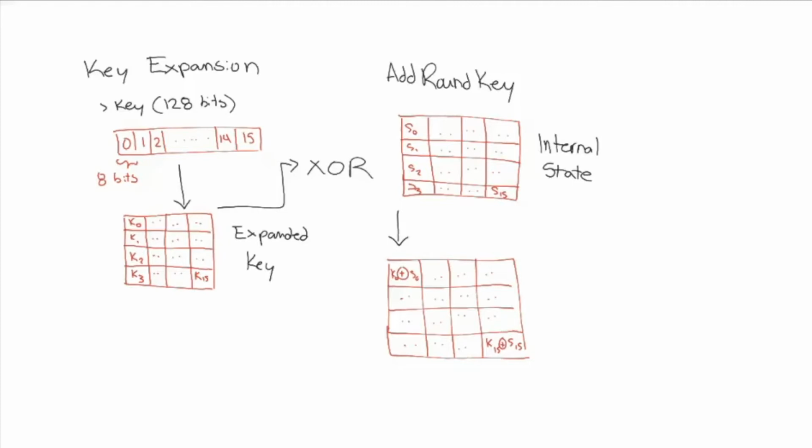And then on the right over there, we have add round key. What we're going to do is take the expanded key and XOR it with our plain text, which is our message, and it's represented in a 4x4 matrix as well, like we discussed earlier. That's the internal state. Together that's going to produce another 4x4 matrix where each cell is the result of the key XORed with the plain text.